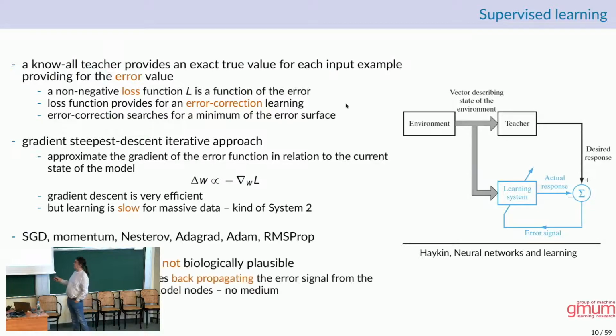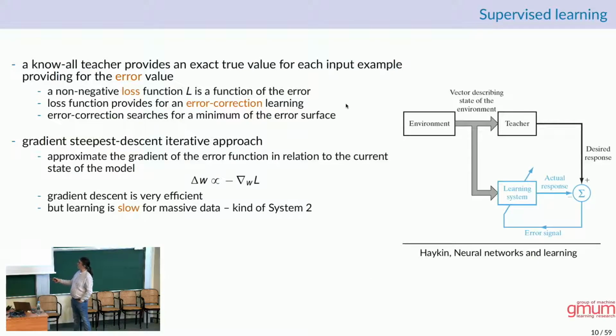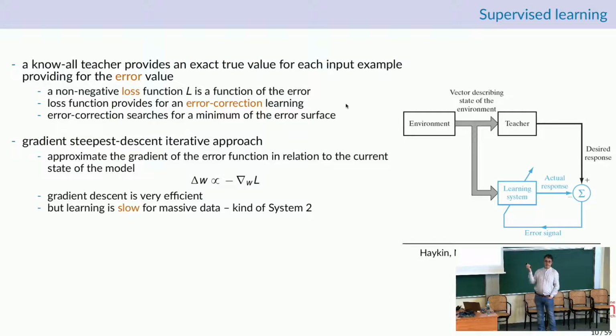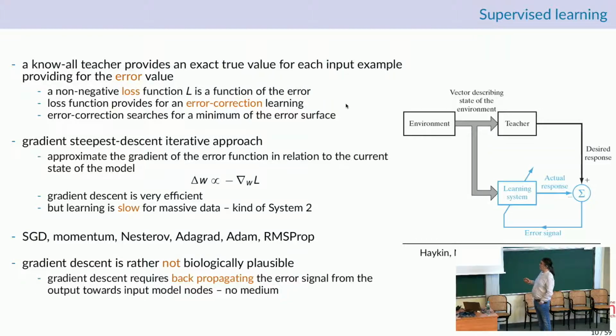It is a kind of a system to... If you read the book of Daniel Kahneman, you know what System 1 and System 2 are. System 2 is something which is, we shall come to that, but it is a slow type of learning. And gradient learning is not biologically plausible. This is another problem, perhaps a problem with neuroscience.